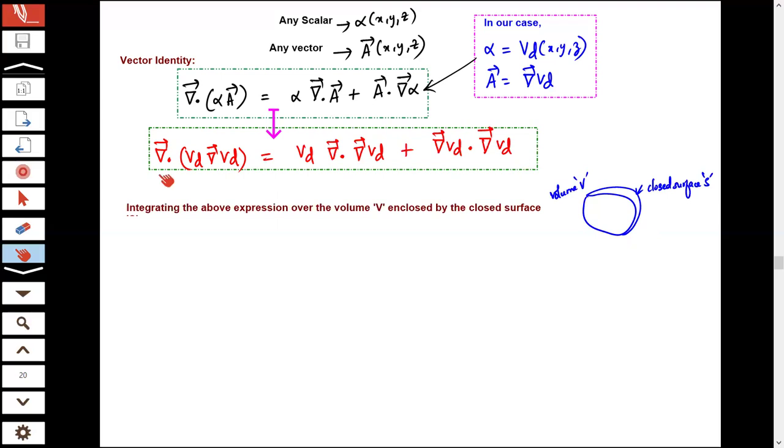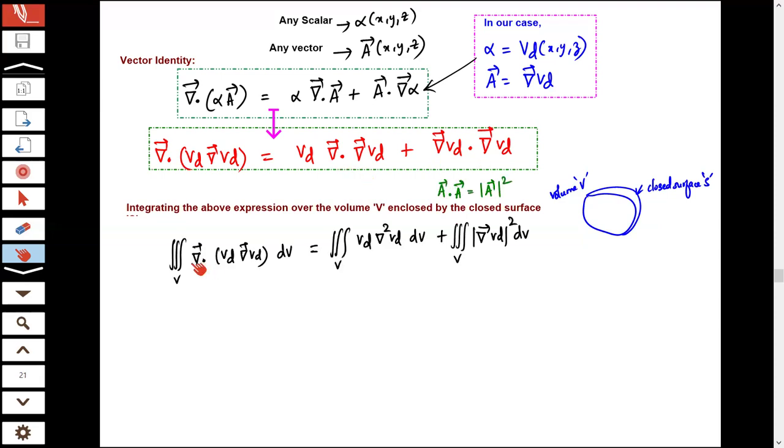So when we consider volume integration for the left-hand side and right-hand side, the right-hand side has two terms. Integration is distributive and we can write two integrations in summation in the right-hand side. So we'll get this expression as given. Now, when you look at the second term in the right-hand side, which is del Vd dot del Vd, these two are the same vectors. Dot product of it will give magnitude of that vector square. So we can write del Vd dot del Vd as del Vd mod square.